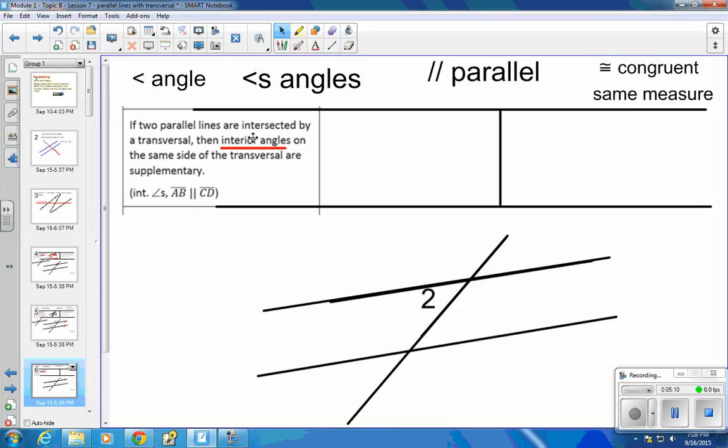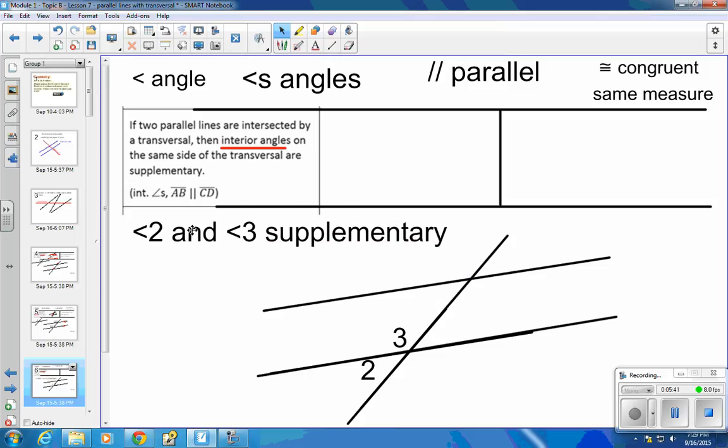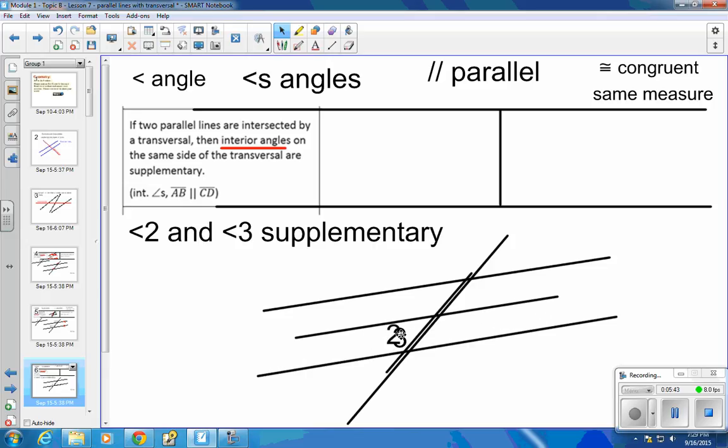Okay, so our next one we're going to talk about is interior angles. So if 2 is an interior angle, and I slide this angle 2 right down here, and I name this other angle angle 3, we know that 2 and 3 have to form a linear pair. 2 and 3 are supplementary. So angle 2 and angle 3 are supplementary when they're like this. And then if I just slide angle 2 up here, angle 2 and angle 3 still have to be supplementary.